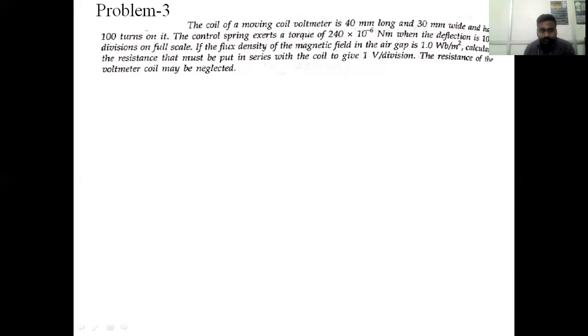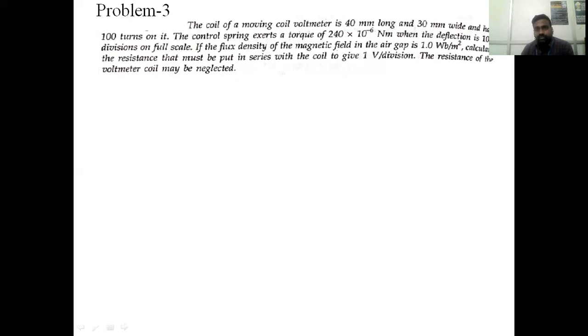This is a voltmeter, a permanent magnet moving coil voltmeter. It will read DC voltage. The aluminum former is around 40 mm long and 30 mm wide. While I'm going through the problem, note down the given data yourself and solve parallelly along with me. It will be quite simple for you. Don't make things complex, just go through the flow.